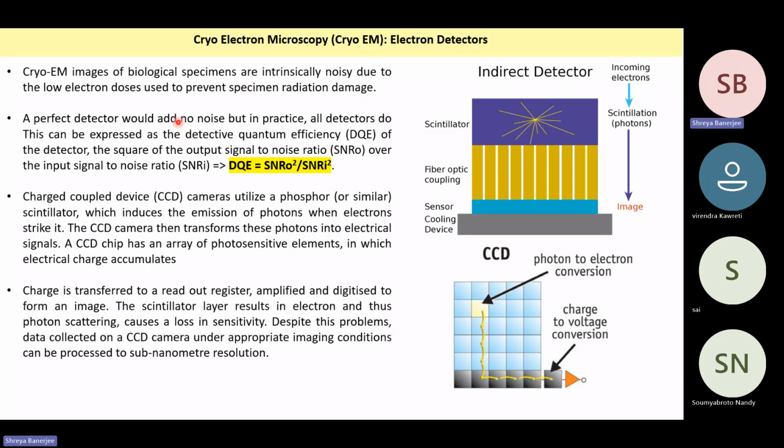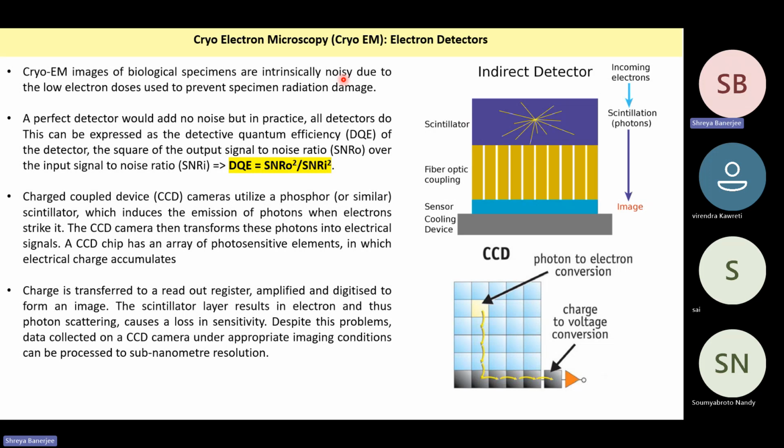Now we will look at the detectors. Cryo-EM images of biological specimens are intrinsically noisy due to low electron doses used to prevent specimen radiation damage. If you use too high electron radiation, the specimen will be damaged. So only lower radiation can be used, and so the signal to noise ratio is not great.